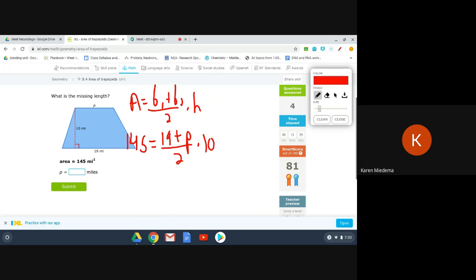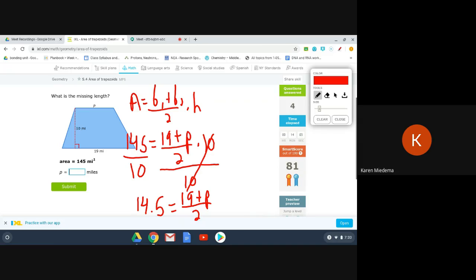Now again, I want to get P by itself. So the first step to getting P by itself is to get rid of this times 10. The way to get rid of that times 10 is to divide everything by 10. 10 divided by 10 over here is going to give me 1, which is going to cancel everything out. 145 divided by 10 is going to give me 14.5. Transferring down what's left on the right-hand side, I have 19 plus P all over 2.